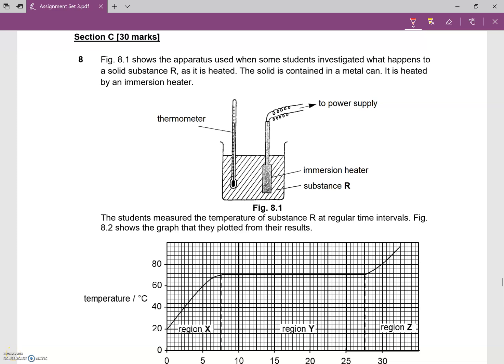Okay, question 8. Figure 8.1 shows an apparatus used when some students investigated what happens to solid substance R. So this is a solid. Let's label here, this is initially solid. The solid is contained in a metal can, so this is a metal can. It is heated by an immersion heater, so there's an immersion heater over here that heats up the solid R.